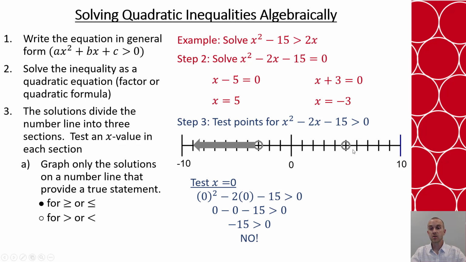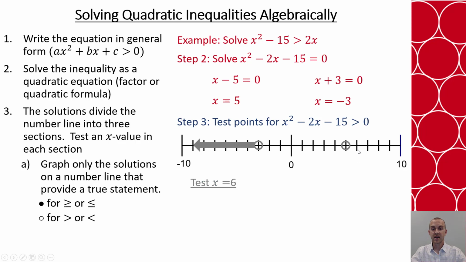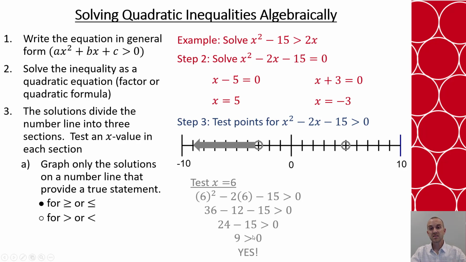Now I try a point to the right. So in this case, I'm going to use 6 since that's the very next integer here. So 6 squared minus 2 times 6 minus 15. That's 36 minus 12 minus 15. So 24 minus 15 is 9. And again, that is true. Since that's a true statement, I shade everything to the right because I know those values are going to work.